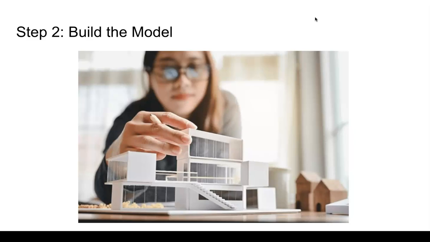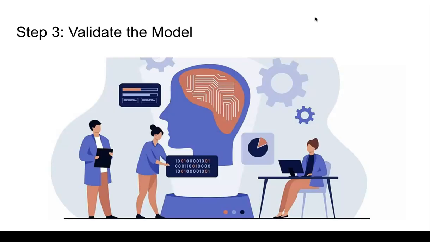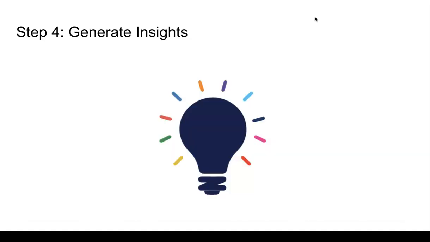Step 2 is that you can actually build a model. So you can use statistical methods like regression analysis and machine learning. These are often used to predict the outcome based on the inputs like spend per channel. Step 3 is to validate the model. So before you use it to guide spend, you can test its accuracy by comparing model predictions to the actual past results.